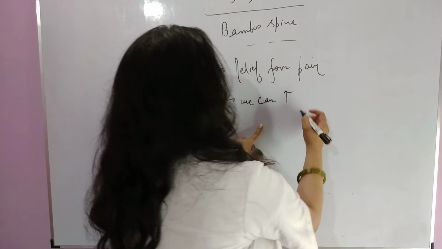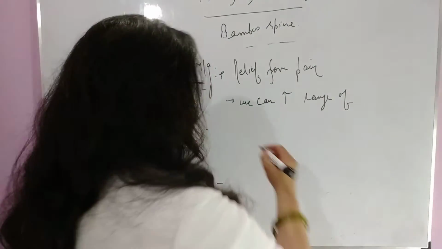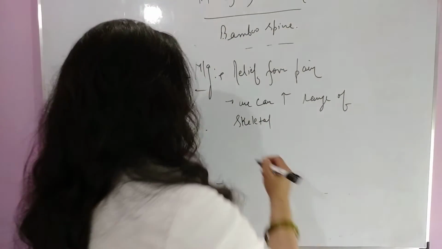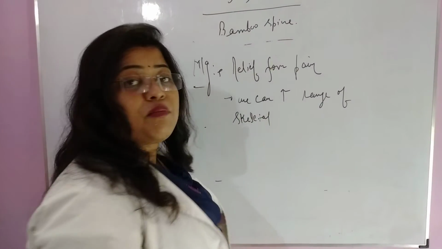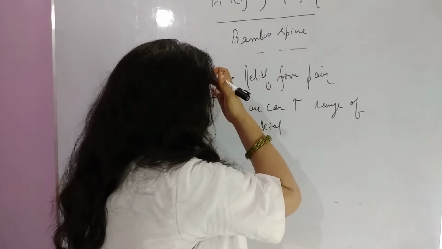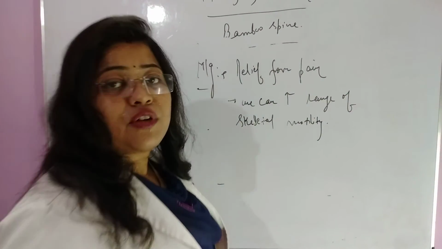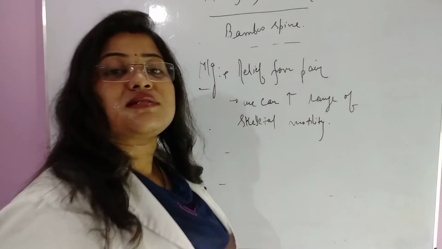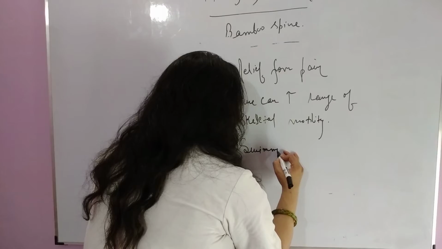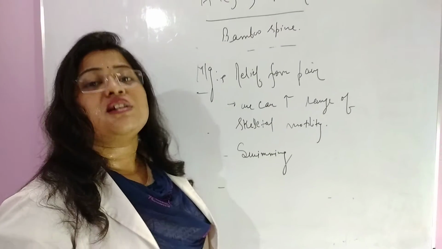Increased range of skeletal motility, because restriction of movement is also an important symptom of ankylosing spondylitis. So we can increase the range of skeletal motility. This is also an objective of management. Regular exercise, and swimming is an ideal exercise to improve the case of ankylosing spondylitis.